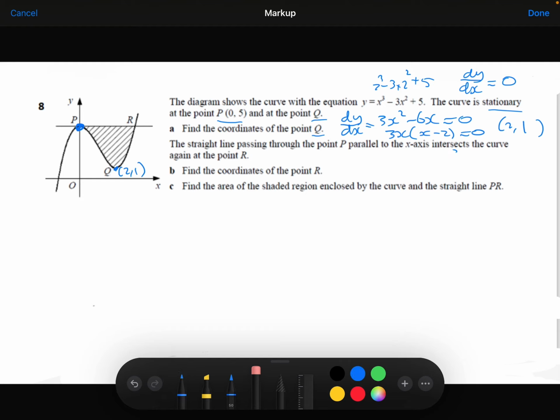Part B. We are told that the straight line passing through the point P and parallel to the x-axis intersects the curve again at point R, and we need to find the coordinates of point R. So I want to be able to work out the equation of this blue line. Then I can do some simultaneous equations to work out the coordinates of point P, point R.